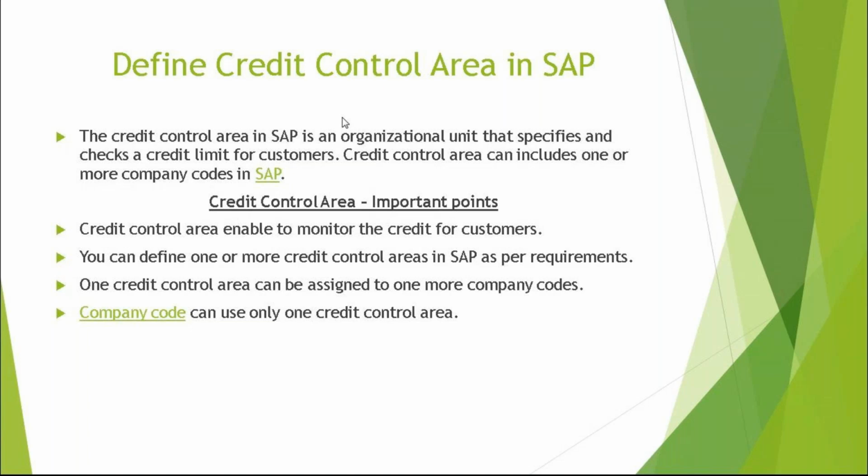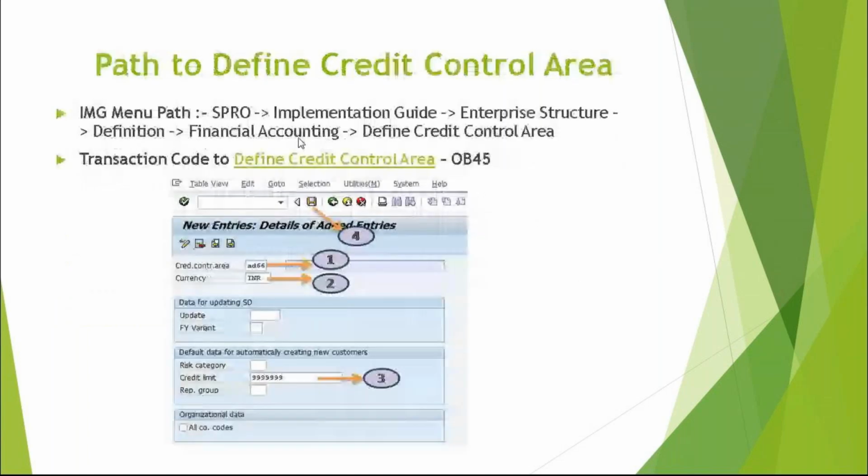So what is the path? SPRO, IMG, Enterprise Structure, Definition, Financial Accounting, Define Credit Control Area. What is the T code for this? OB45, this is the T code. Please write down this T code and the path. Once you have written, please let me know.